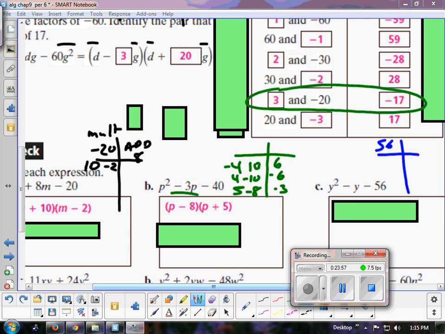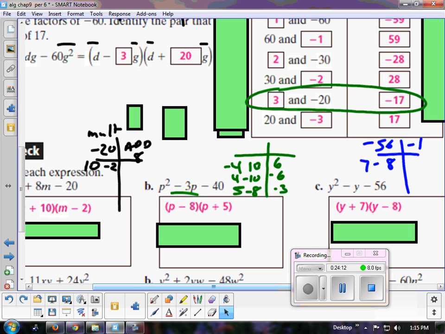We're looking at letter C, negative 56. Which one has to be negative in order to get a negative 1 over here? The 7 or the 8 has to be negative. The 8 does. Okay, that gives me this answer here.